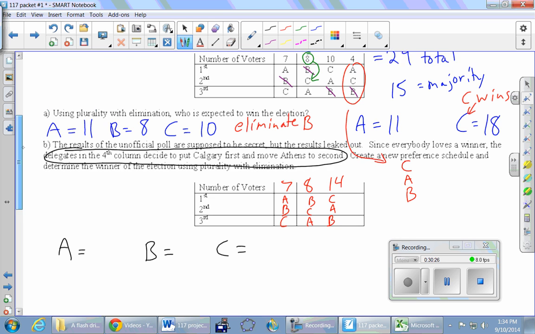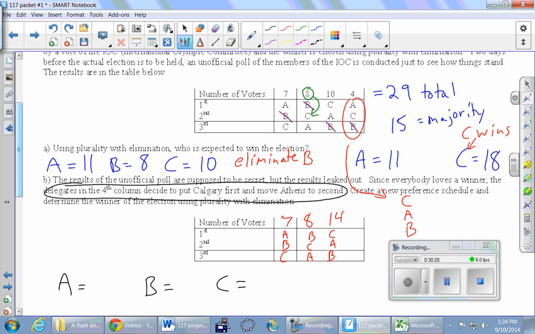And so the people in this fourth column that used to be ACB, they decided to put C up to the top and then put A in the middle and keep B in the bottom. So this column here used to be ACB, is now a CAB. See it? But there's already a CAB column there, and so the fourth column now agrees with the third column, so we're just going to mush them together into the one CAB column with a total of 10 plus 4 or 14 people.